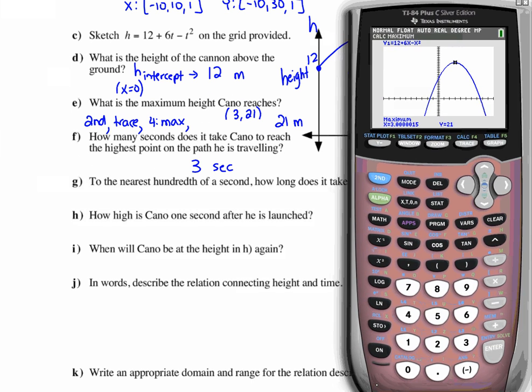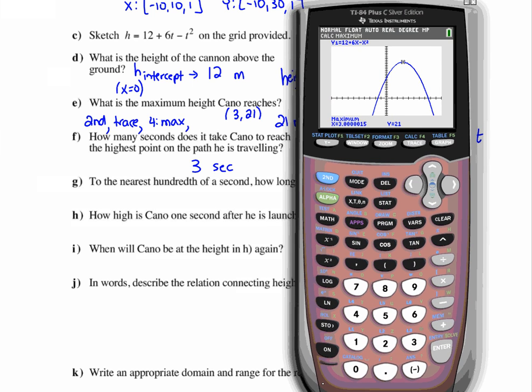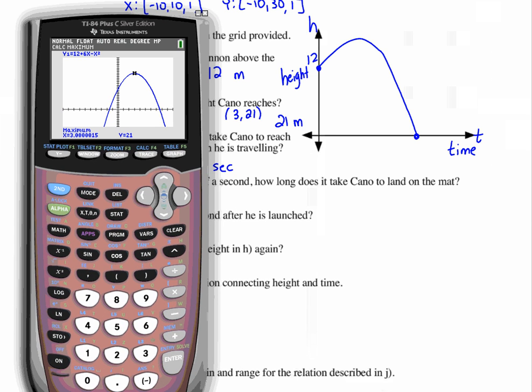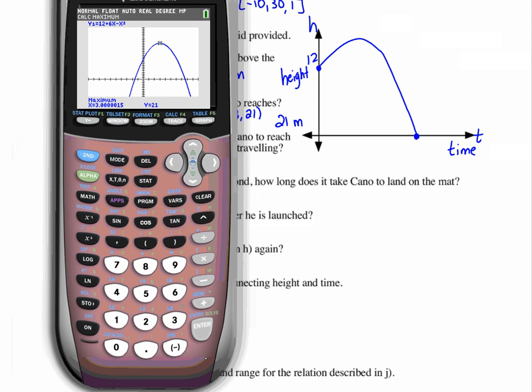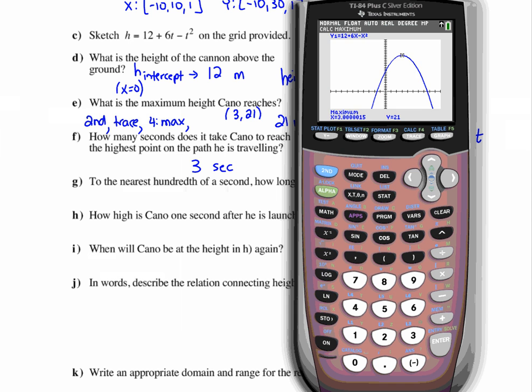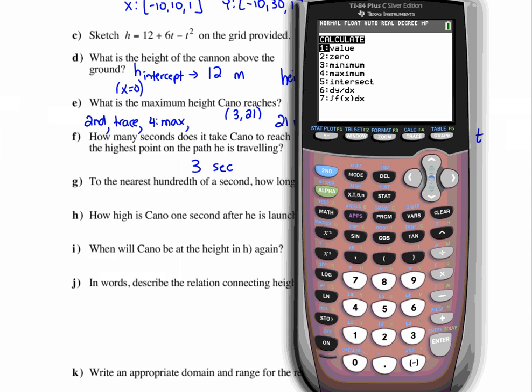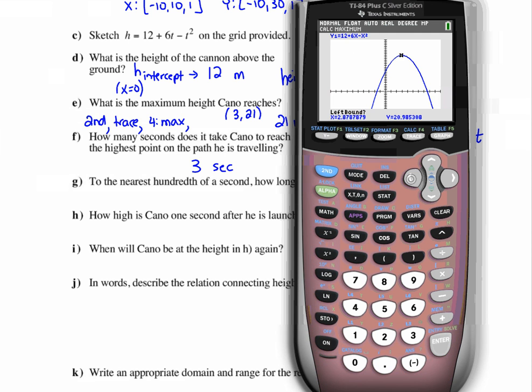Okay, now it wants to know how long it takes to hit the ground. Which part of the graph is that? Where it hits the ground? The x-intercept or the t-intercept, yeah? So I went second trace, number 4 for maximum. I had to go to the left side of it, enter, right side of the maximum, enter, and then enter again. Okay, so we want the x-intercept or the t-intercept. That's when y is 0. So what do we do?